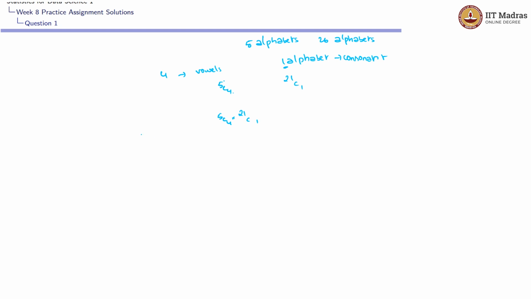The probability that the random variable would take value 4 is the total ways it could be possible divided by the total number of possible ways in which we could select 5 alphabets. That would be 26C5, as we have seen initially. This value would be approximately 1.5960 into 10 power minus 3.